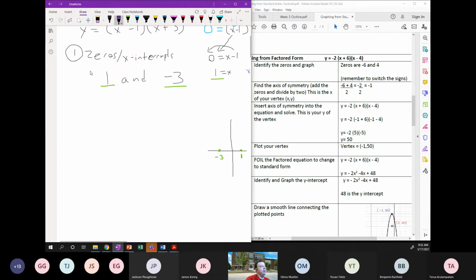Okay. Now what we do, we'll do step 2 in purple. It says find the axis of symmetry. So if you remember, the axis of symmetry is halfway between these two. Okay. And the way we do this is we add the zeros and divide by 2. So in this case, we're going to go 1 plus -3 divided by 2, which equals -2 divided by 2, which equals -1. So that's my axis of symmetry.